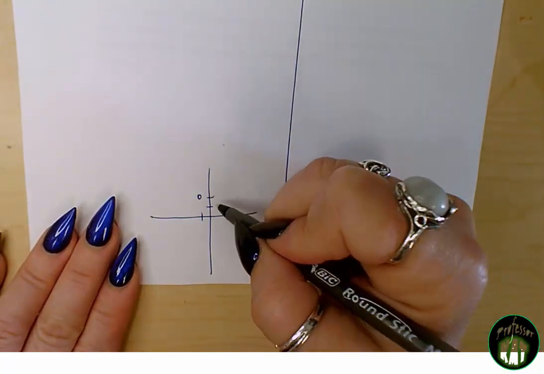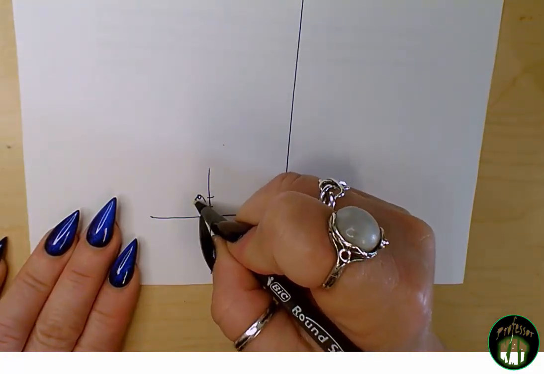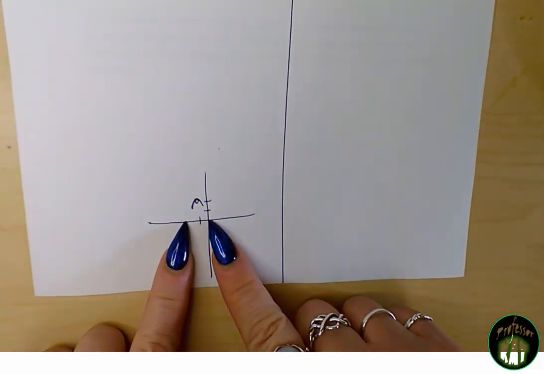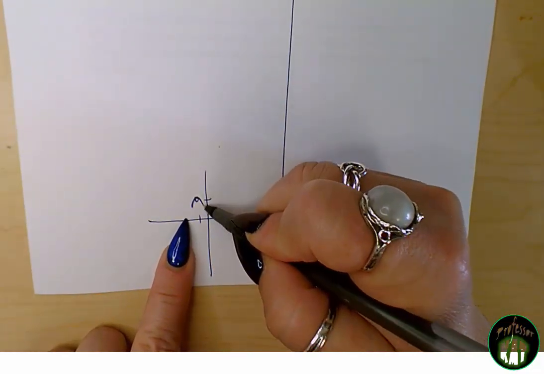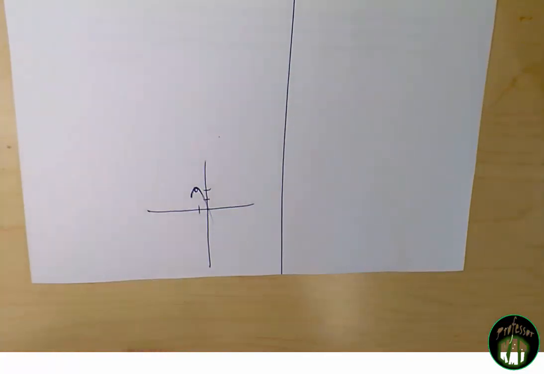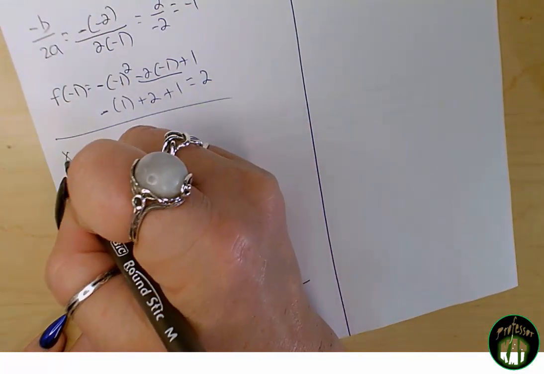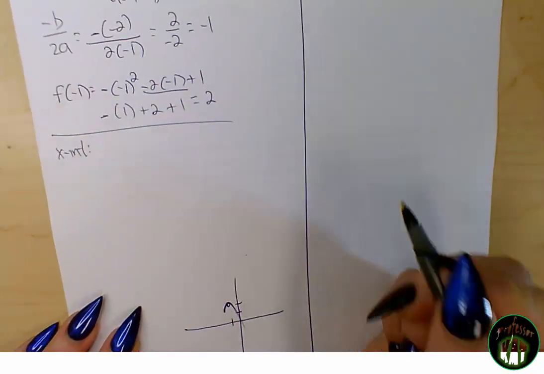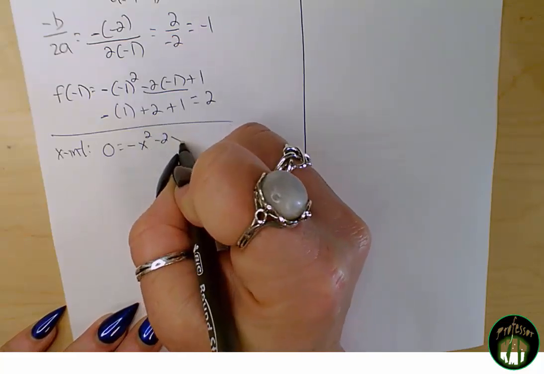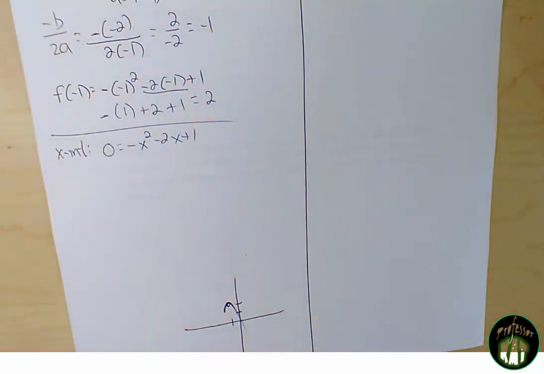So far we know our vertex is -1, 2, and it is negative, so it is going to be facing downwards here, which means we are going to have two x-intercepts. Our y-intercept looks like it's going to be somewhere between here, but let's go ahead and calculate that to be sure. Finding our x-intercept first, we are going to set our equation equal to 0 and solve, which is going to be just a little bit different than solving our previous examples.